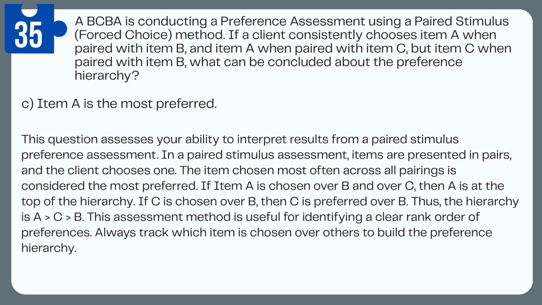If C is chosen over B, then C is preferred over B. Thus, the hierarchy is A greater than C greater than B. This assessment method is useful for identifying a clear rank order of preferences. Always track which item is chosen over others to build the preference hierarchy.